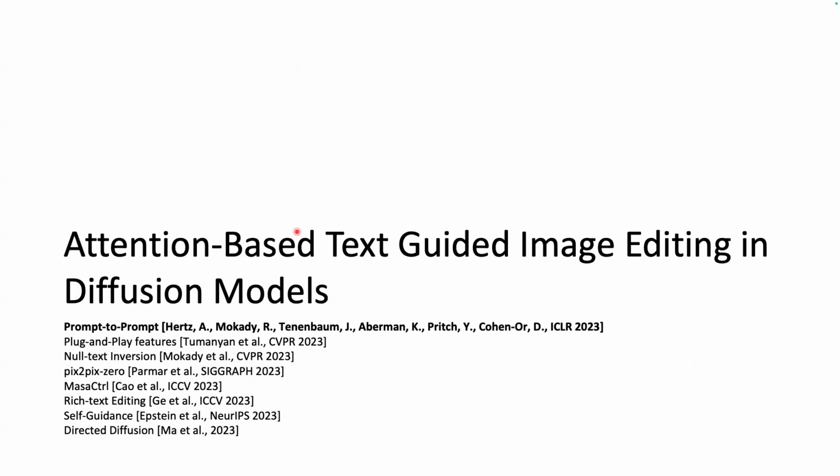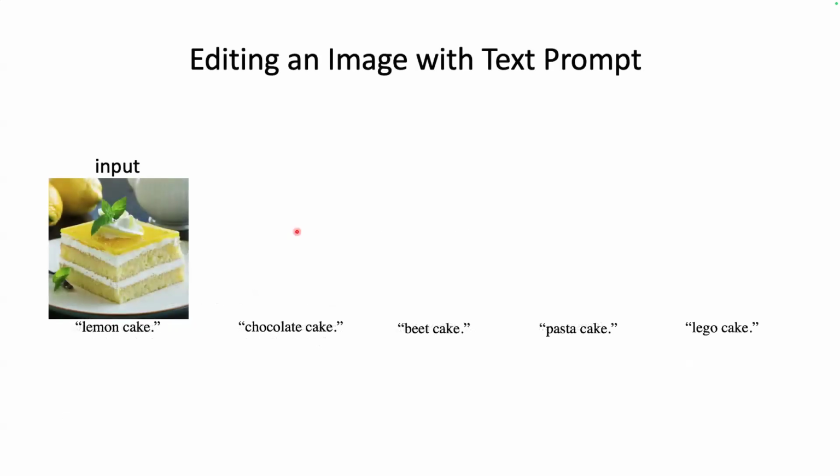Another very useful application of attention layers is image editing. It's a whole topic with many works, so I'm not going to talk about all of them, but just to give you maybe a teaser. First of all, what is the task? Let's say we have this image of a lemon cake, and we want to turn it into a chocolate cake or a beet cake or a pasta cake and so on.